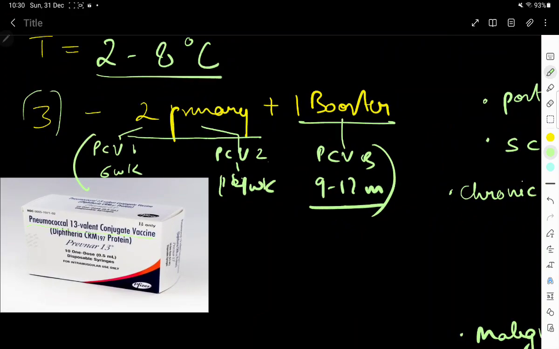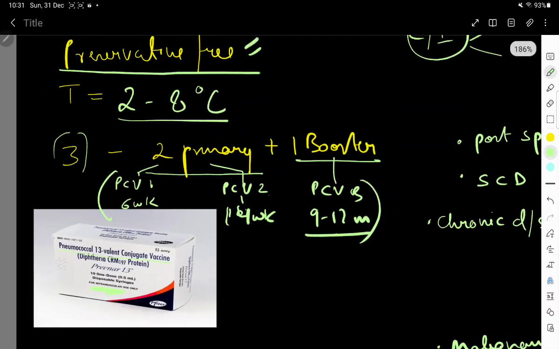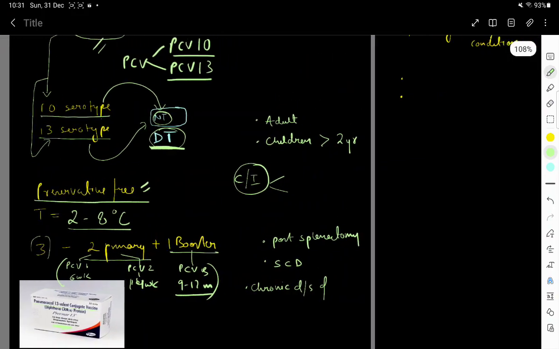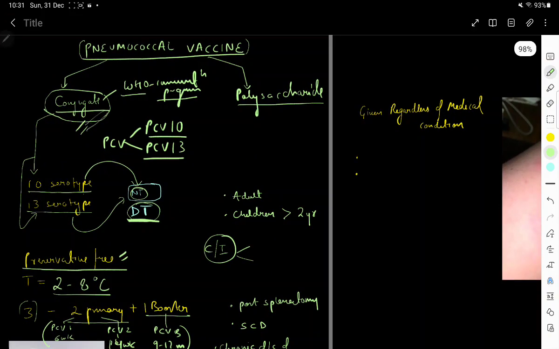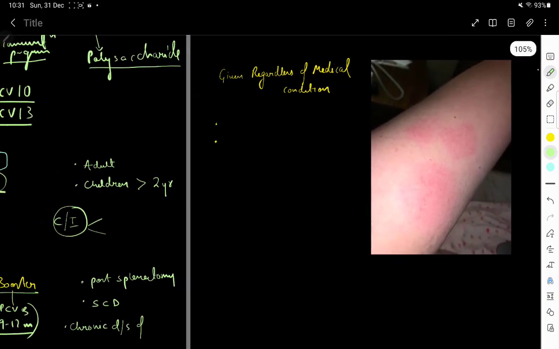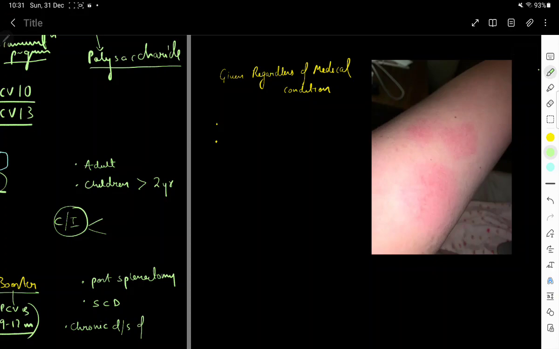This is one of the images of the PCV13 conjugate vaccine. We can see it is written that it is used intramuscularly only, and it is also to be remembered that it is conjugated with diphtheria toxin. So these were the uses of a conjugate vaccine. Also note some of the side effects of the vaccine, which are very few. It can cause erythema at the site along with tenderness. Systemic side effects are very rarely seen with PCV.